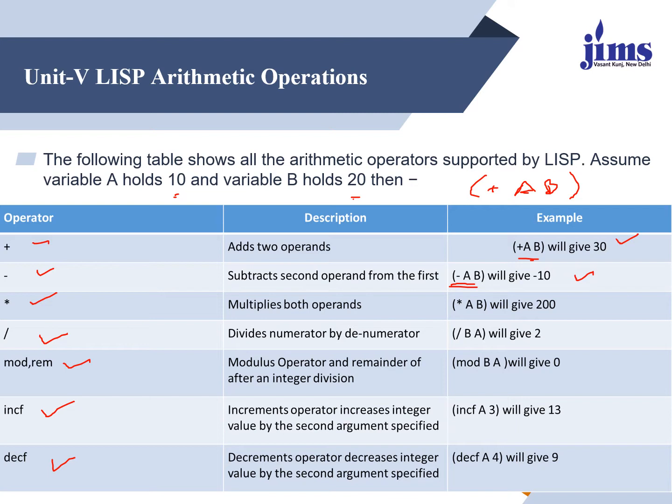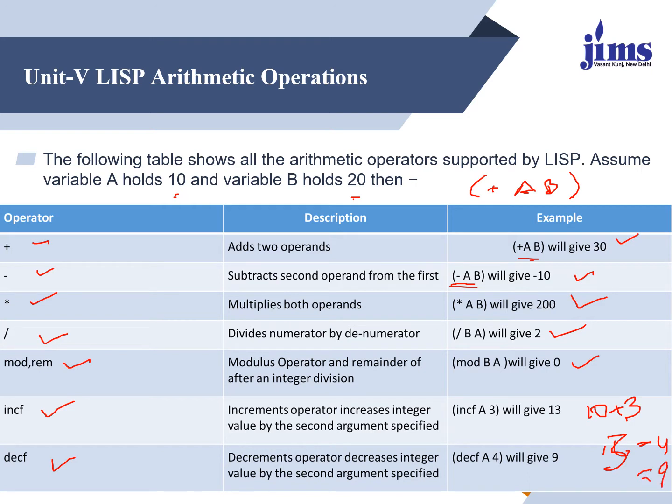If we find the product, 10 into 20 becomes 200. If we divide, it becomes 2. If we find the modulus, it becomes 0. If we increment the value of A by 3, A is 10, so 10 plus 3 returns 13. Then if we decrement the value of A by 4, it is now 13, and 13 minus 4 becomes 9.